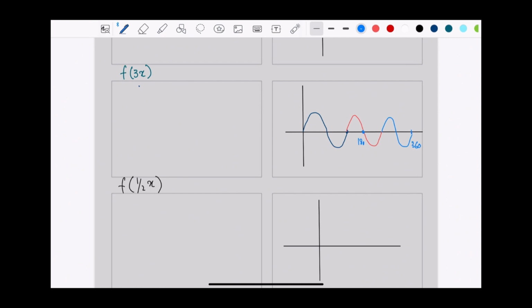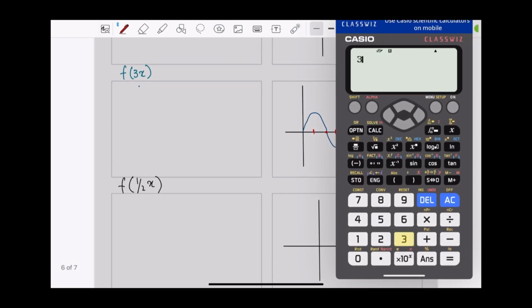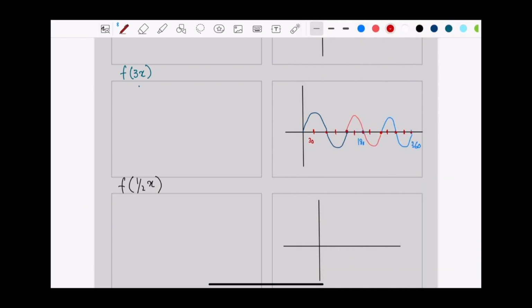But even if you don't get an idea, let's break it down again. So 1, 2, these are the crucial points we have already been plotting. 3, 4, 5, 6, 7, 8, 9, 10, 11, and 12. So 360 divided by 12 is 30 degrees. So 30, 60, 90, 120, 150, 180, 210, 240, 270, 300, 330, and so on.